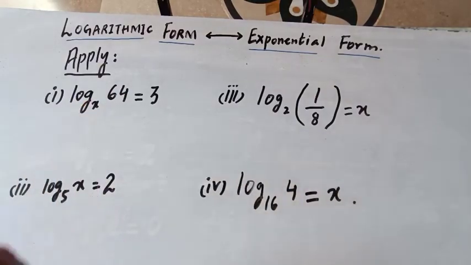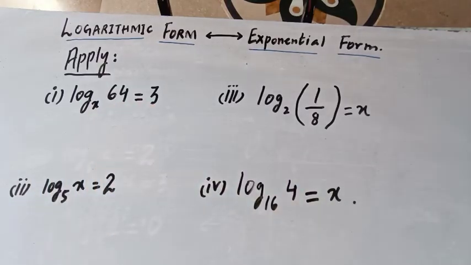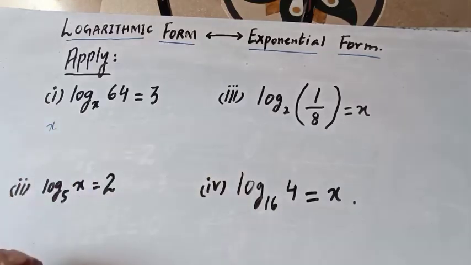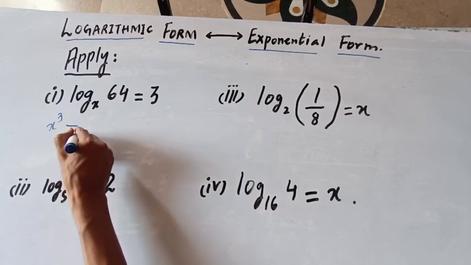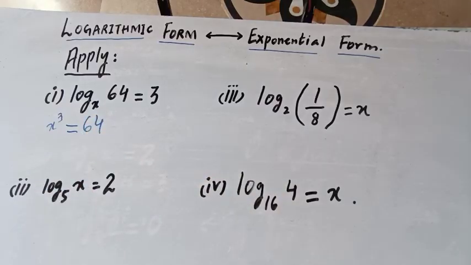So first of all, over here we have a question, log base x of 64 equals 3. We need to find x. So we need to first convert our log form into exponential form. What is the base over here? x. And what is the power over here? 3. And the answer is 64. So if we want to find the value of the base, which is x, we need to make the powers same so that we can compare the bases.